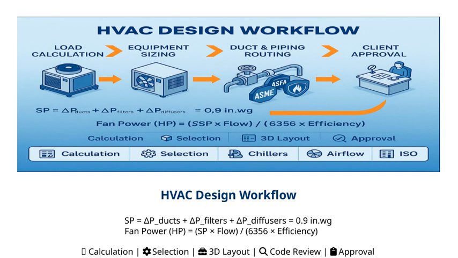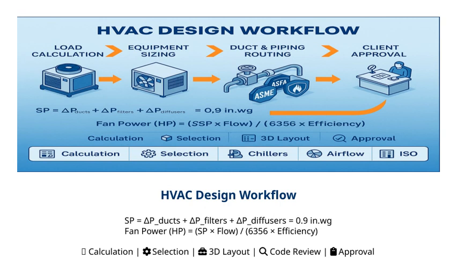Next, to determine the fan power needed, we use this key formula. Fan power in horsepower equals the total pressure SB multiplied by the flow rate, divided by 6356 times the fan efficiency. This helps us size the fan correctly for the system.